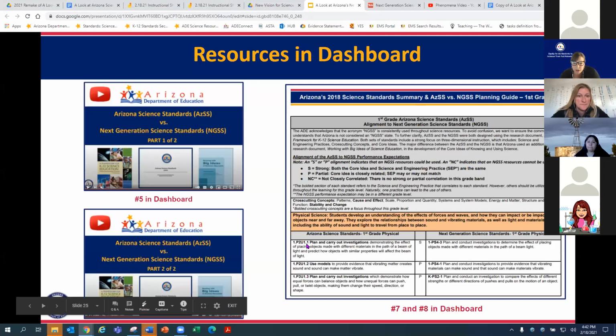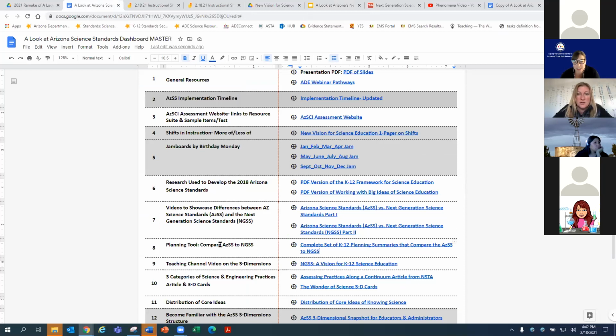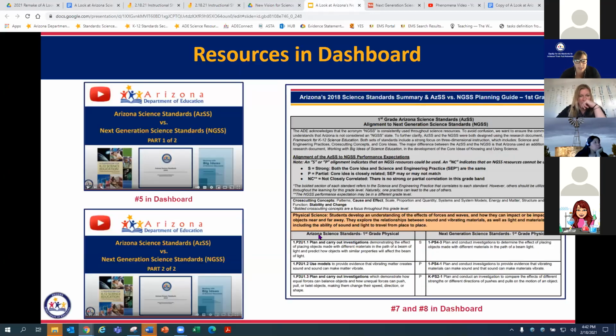Let's look at this. This is a first grade standard. If you see an S here, this means a strong correlation. So here's the key, and it'll tell you what S means. It'll tell you what partial means. And if you see an NC, it means it's not correlated. So maybe don't use that resource. So we have these for every single grade level, and it's on our website and it's linked in here. It's called the planning tool. It's right here, number 8, complete set. So there they are. All right.